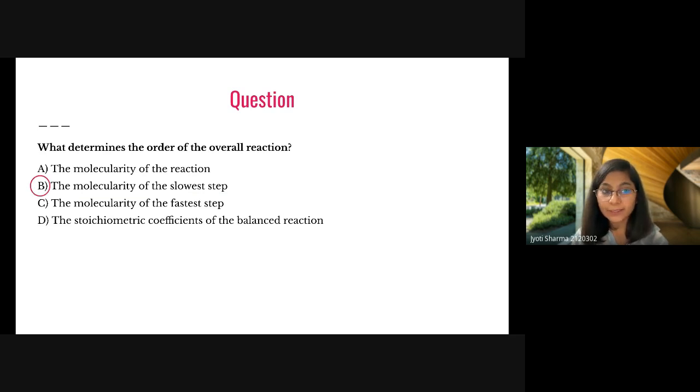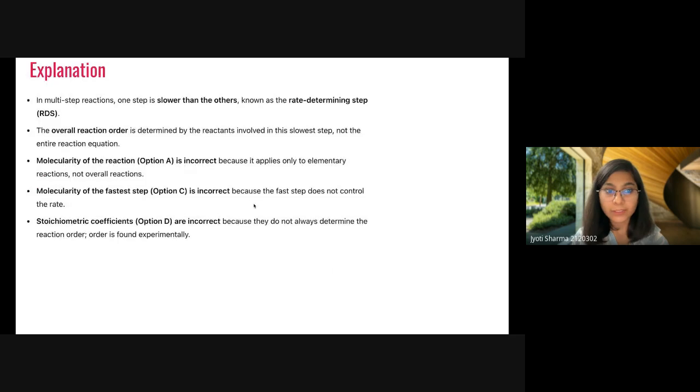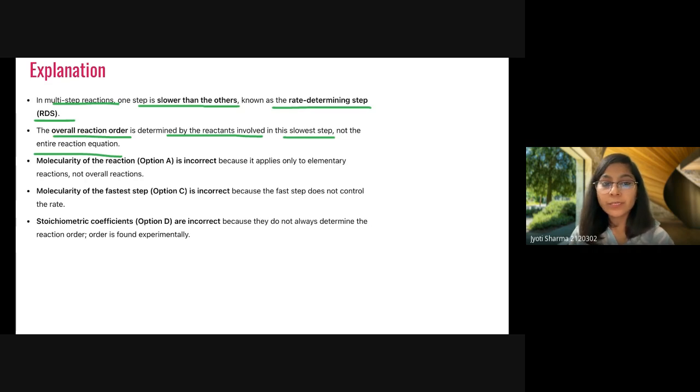So B will be the right answer, the molecularity of the slowest step. So how this will be, just see. In a multi-step reaction, one step is slower than the other, and this is known as the rate determining step, RDS. And the overall reaction rate is determined by the reactant involved in this slower step. Note the entire reaction equation. So that's why the answer will be molecularity of the slowest step.